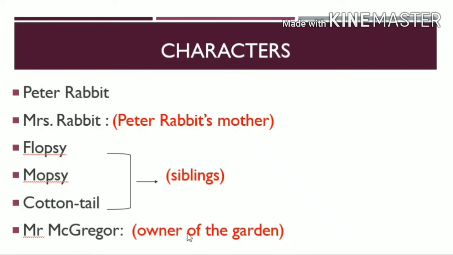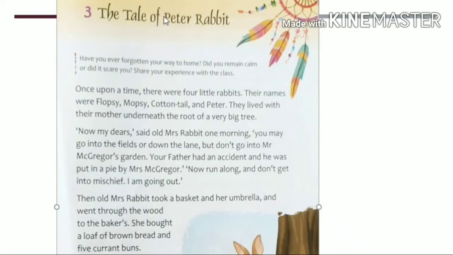Okay, so let us now start the story. The Tale of Peter Rabbit. Tale means short story. This story is about a mischievous, disobedient, very naughty young Peter Rabbit who gets himself into a very dangerous situation. Now, as we read the story, we will unfold how he deals with the situation, how he gets through it.